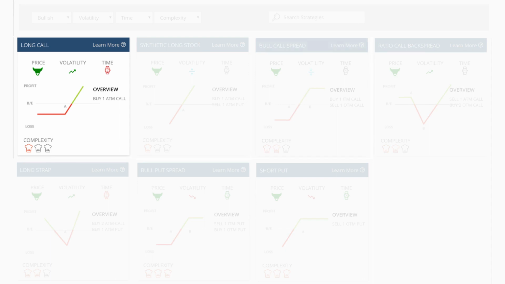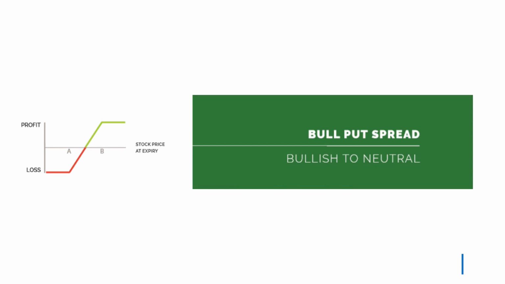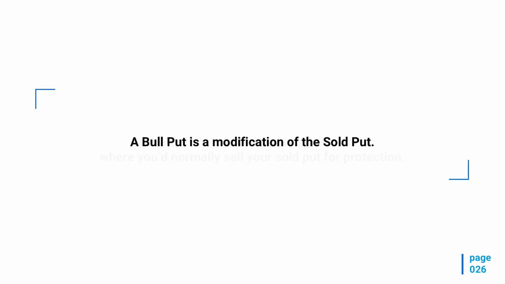Okay, so we've had a look at the long call, we've had a look at the bull call spread. Now let's have a look at the bull put spread. You put on the bull put spread when you're bullish to neutral on a stock. It's also known as a short put spread and a vertical spread as well. A bull put is a modification of the sold put.